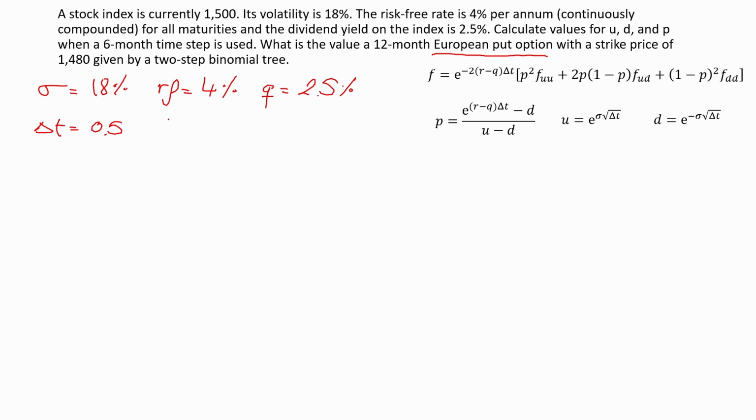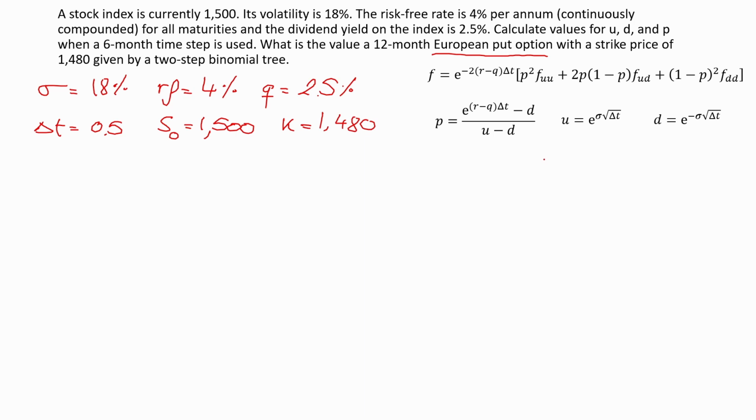And finally, we know that the initial stock price, or stock index price in this case, is 1,500, and now we know the strike price, denoted by K, is 1,480. And remember, this is a European put option. Okay, so first thing to do is to find out U and D so we can construct the binomial tree.